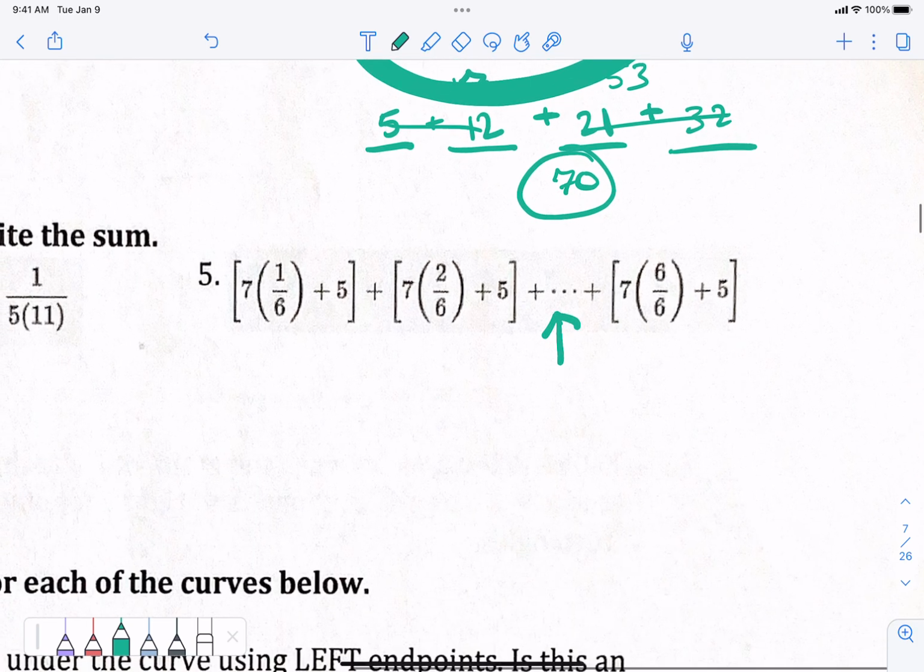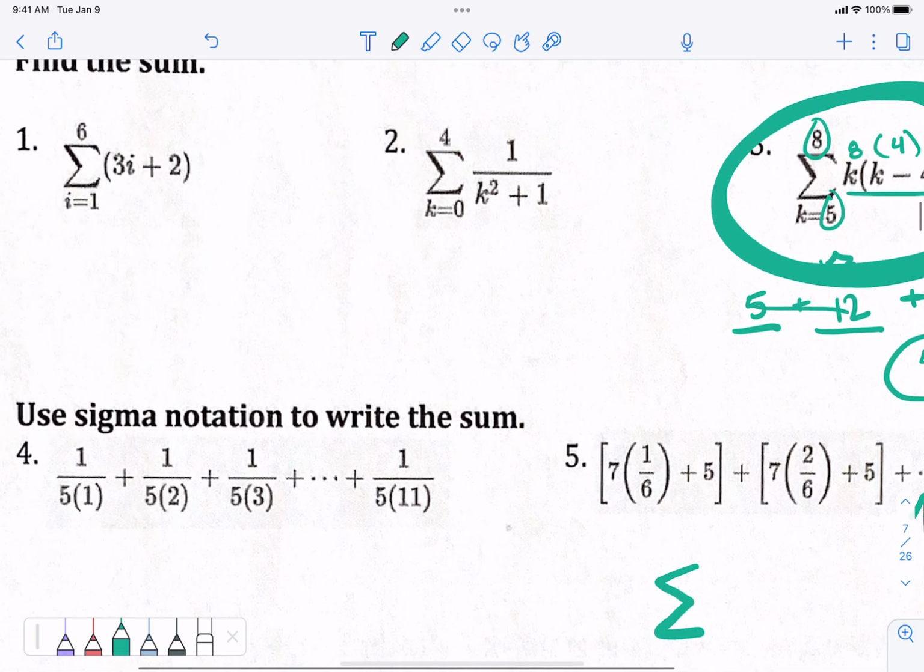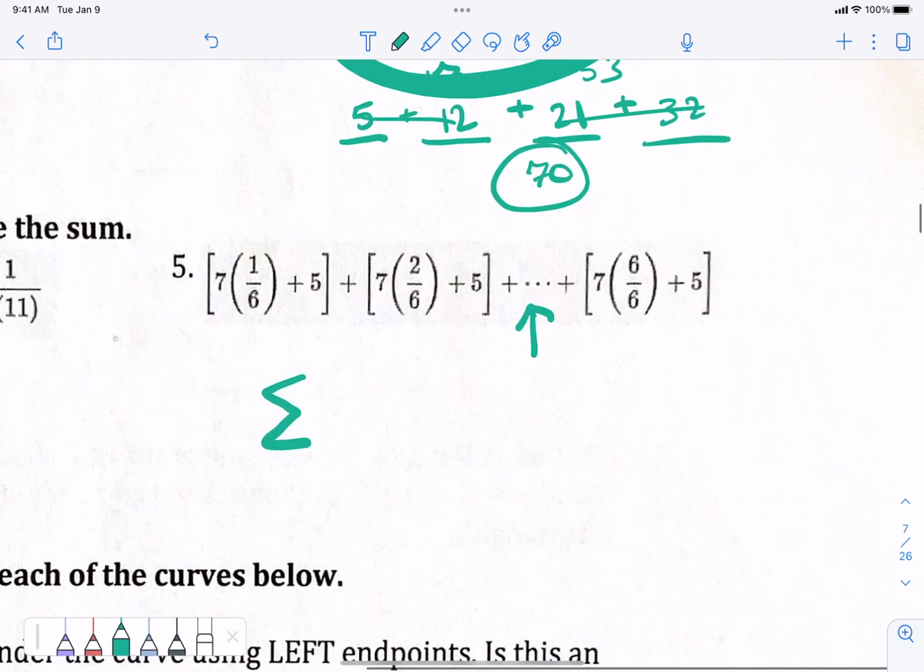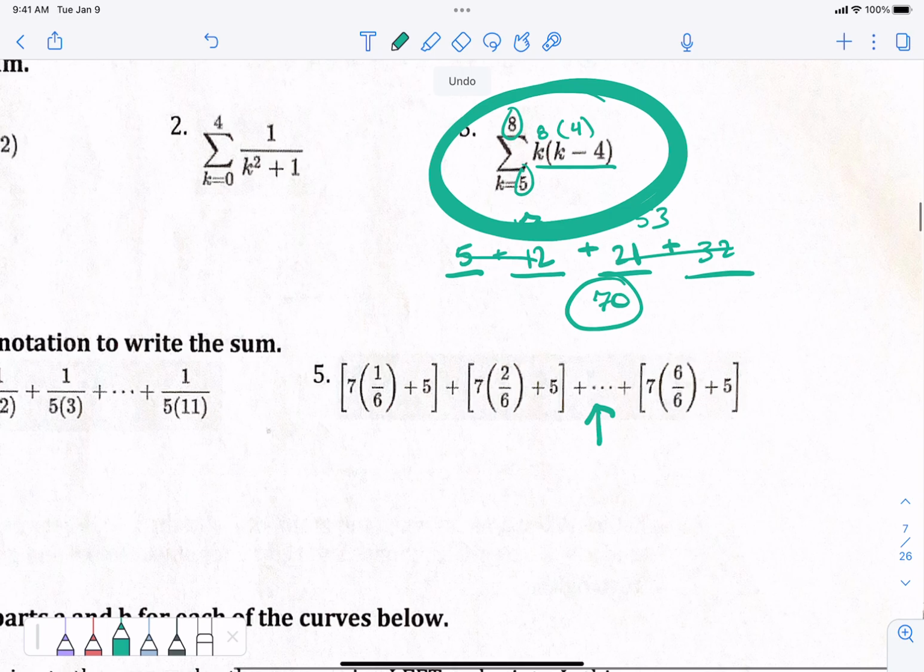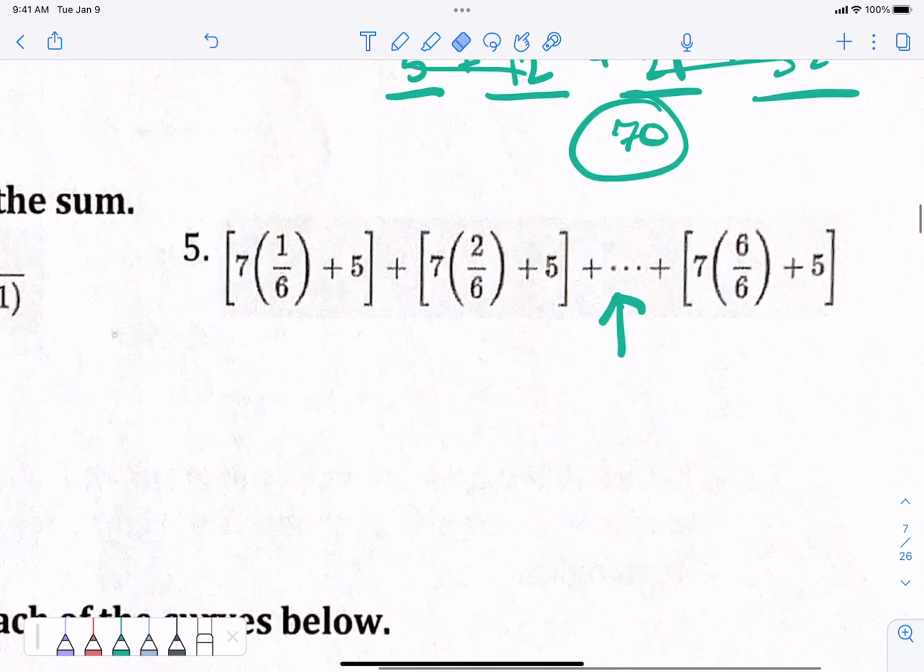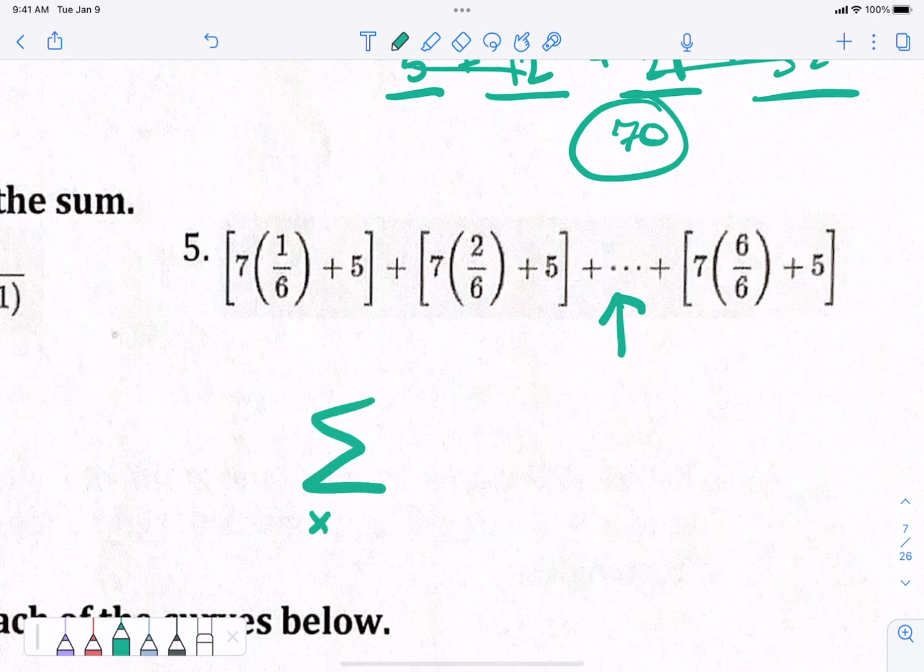So we're going to start with our sum, and we're going to define our variable. Whatever variable you want to use: you can use k, you can use i, you can use n, x probably. What variable would you like to use? X. Okay, we're going to start with x equals, and then we're going to put our equation in here.